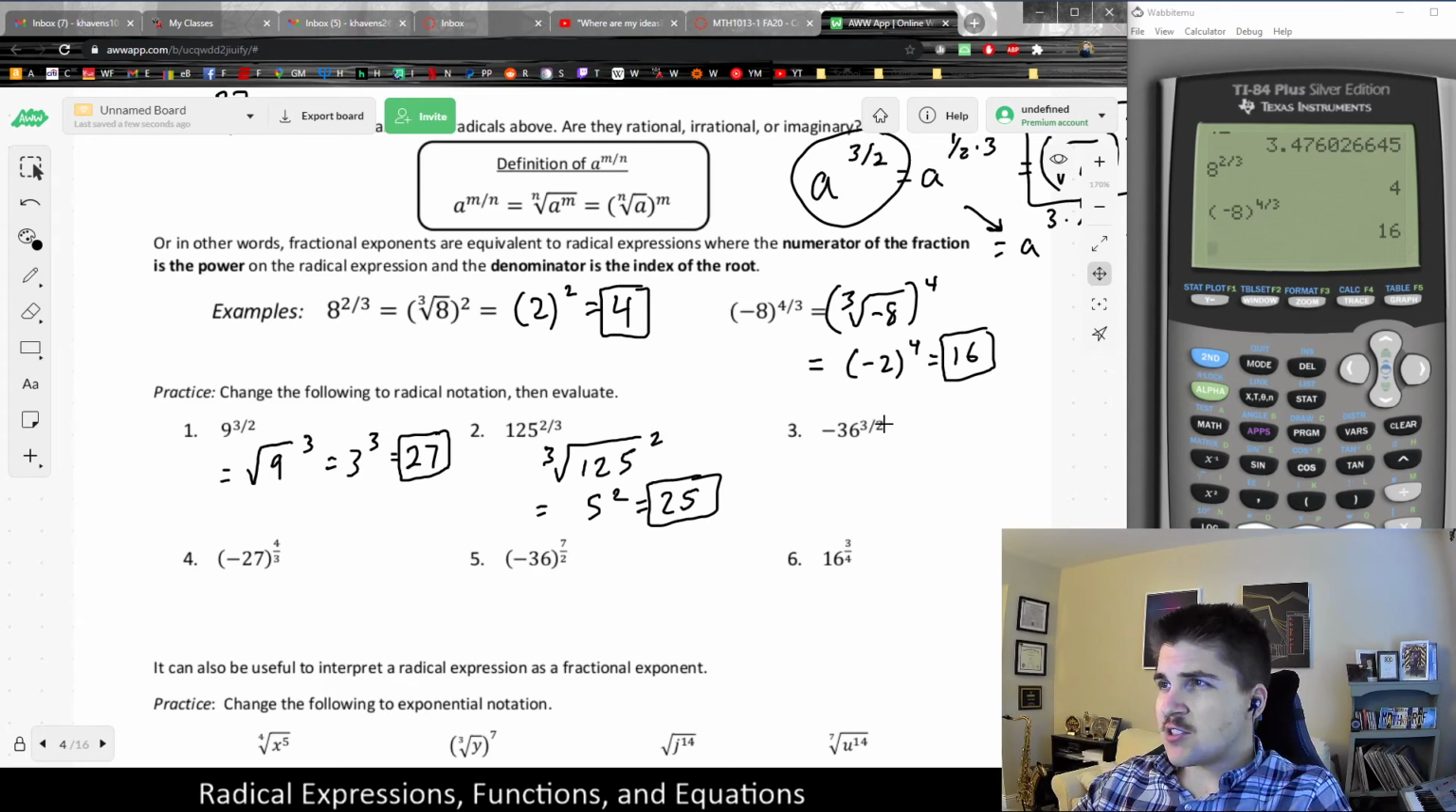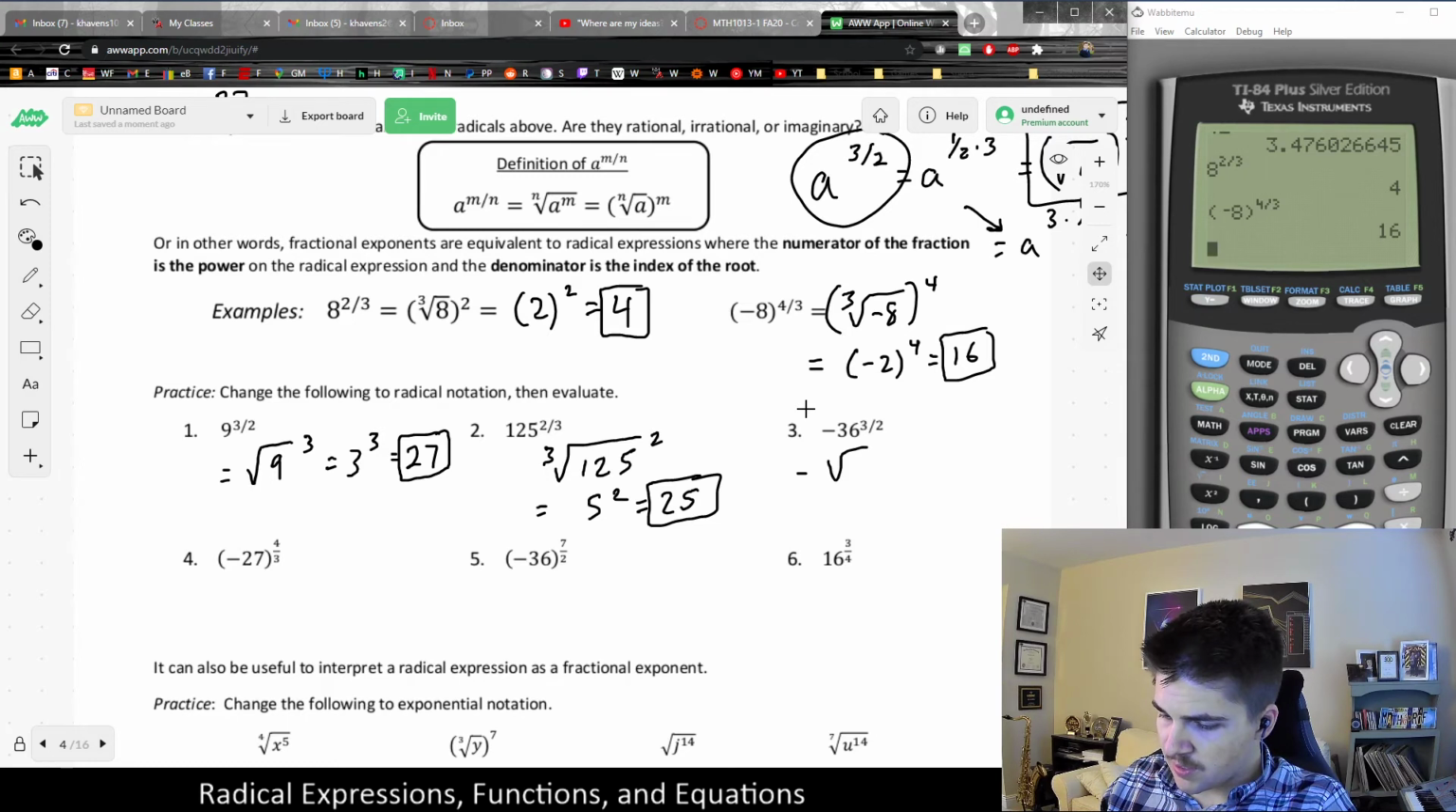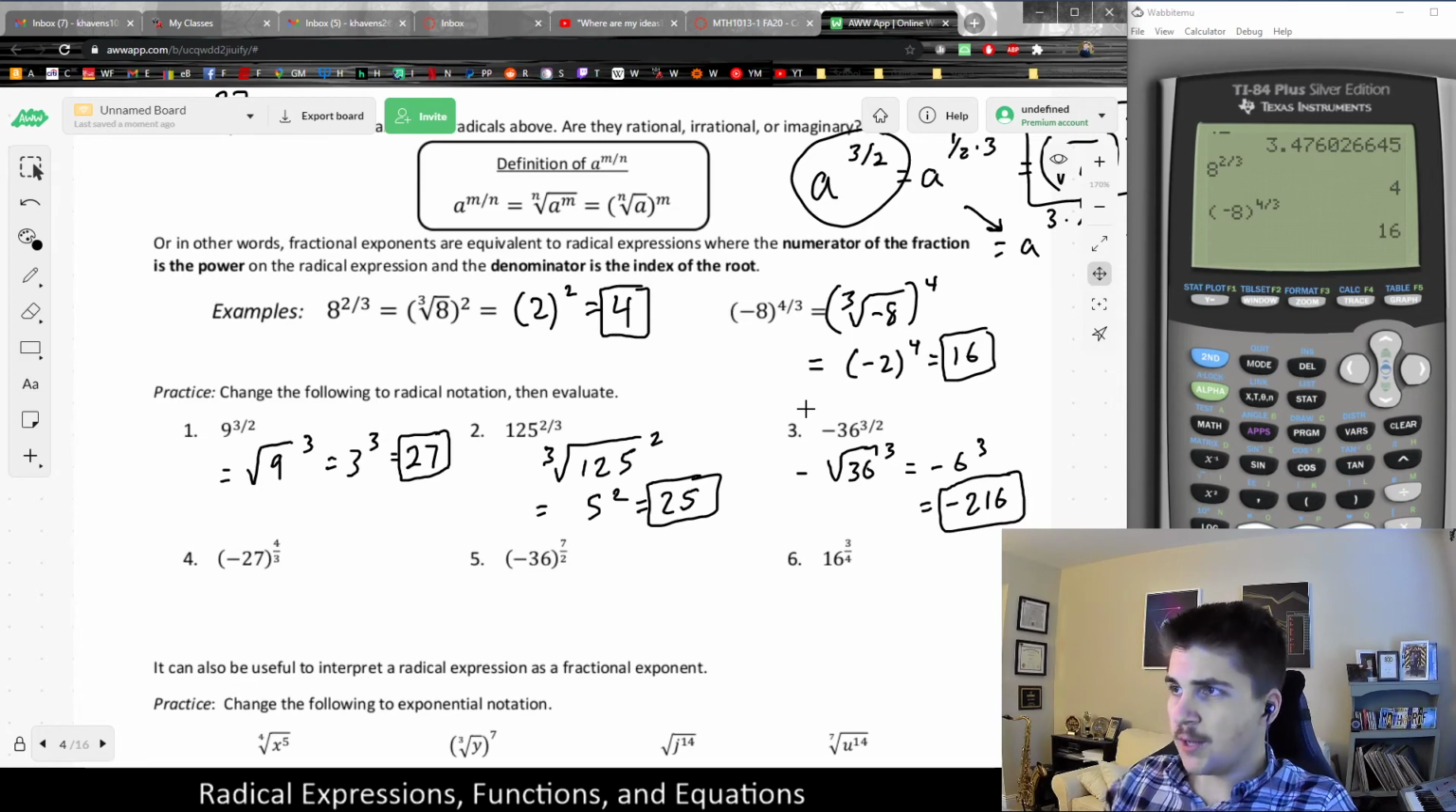Now, another one I wanted to mention is, what if we had a negative? Because if I was taking the square root of a negative, that would be a problem. But remember that an exponent is only applied to what it's directly next to, and if that negative is not in parentheses, this exponent is only applied to the 36 and not the negative. So this would be negative, and then the square root of 36 cubed. Basically, that negative would not be a part of the input. The square root of 36 is just 6, so I'd have negative 6 cubed, and that would end up giving me negative 216. And so that would work all fine and well.